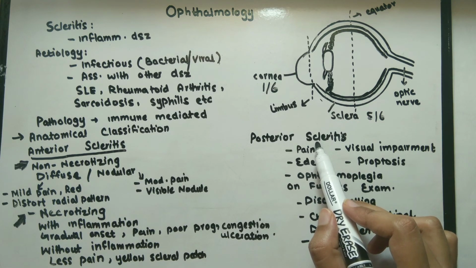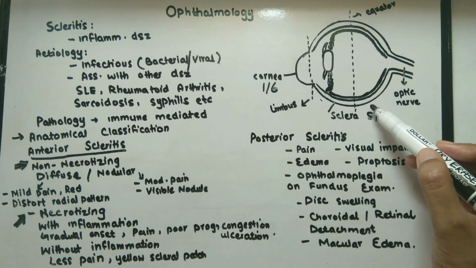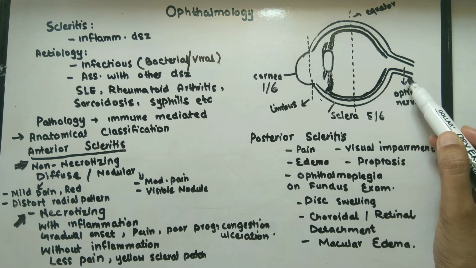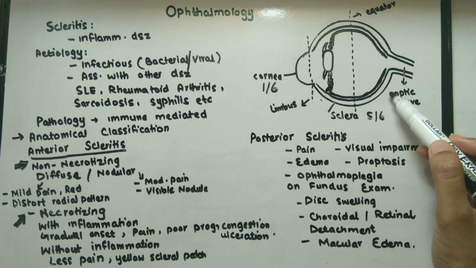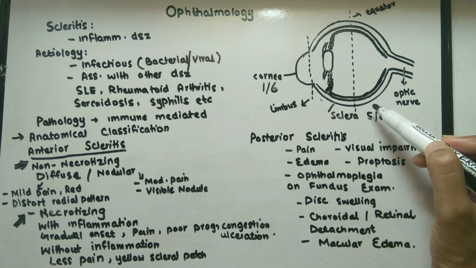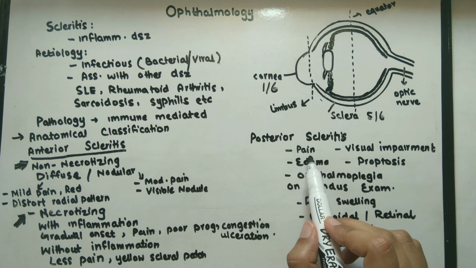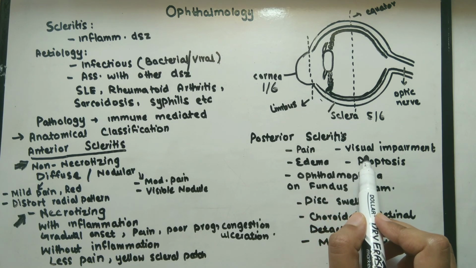Next is the posterior scleritis. It is the inflammatory disease of sclera posterior to the equator. This is the equator, and the area beyond the equator is the posterior scleritis. Pain and visual impairment are the most common symptoms.